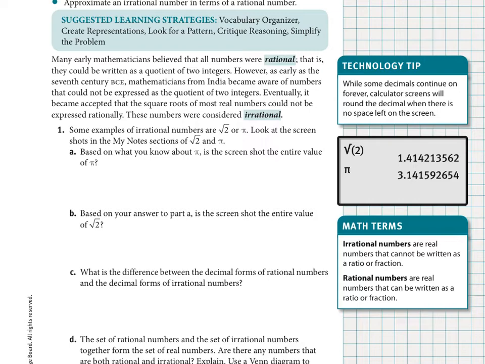So part A, based on what we know about pi, right? Pi, the 3.14 we were just talking about, is that the entire value? And the answer is no. The decimal is going to continue on forever. There's no end to it. Same thing with the square root of 2. There's just no end. These are irrational numbers.